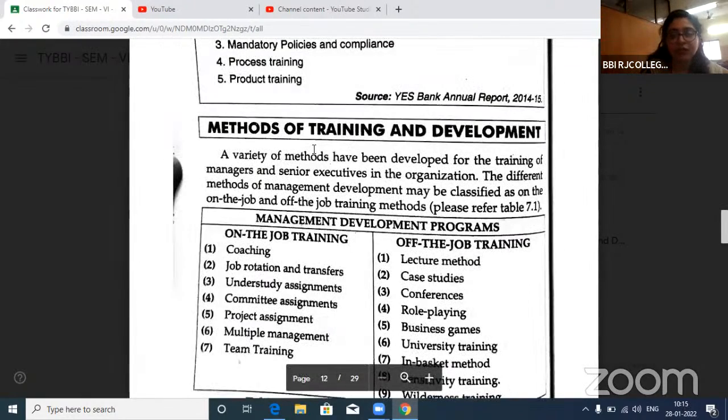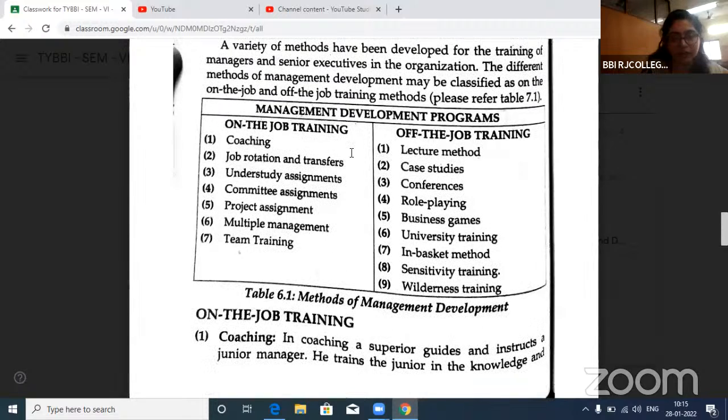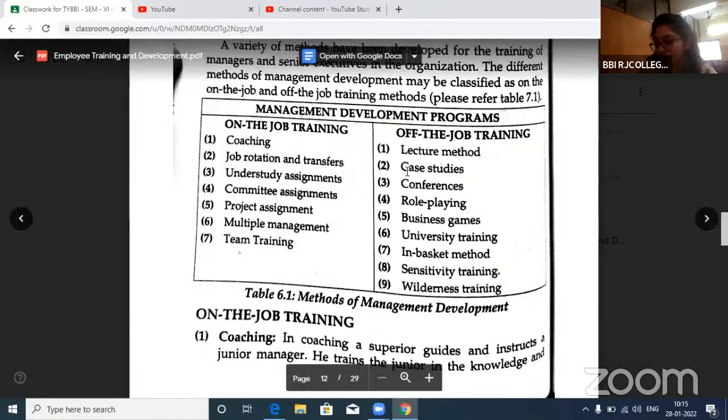Now we have some training methods and techniques. Very, very important, but I'm not going to do it in detail because I'm just going to tell you the concept of each one of them and you are going to read everything out. These are the methods of training programs. Methods: how do you train employees? There are 2 methods: on the job training and off the job training.